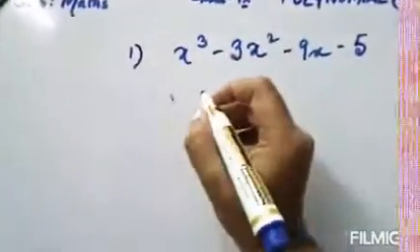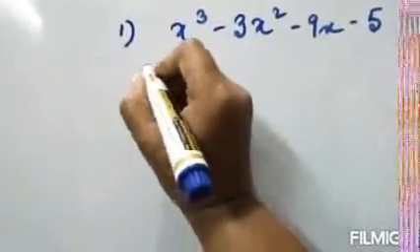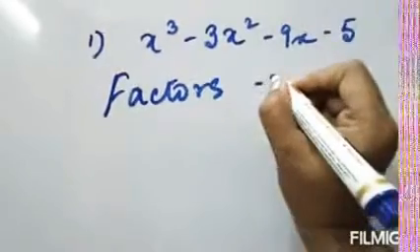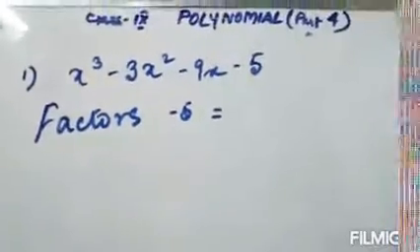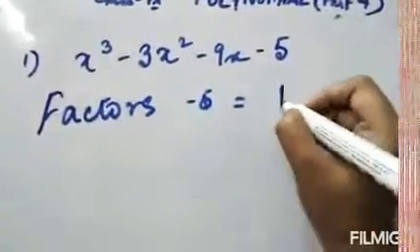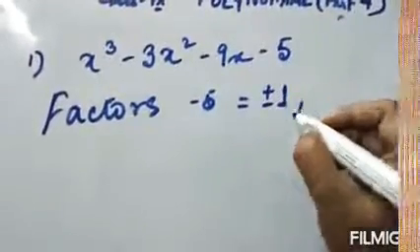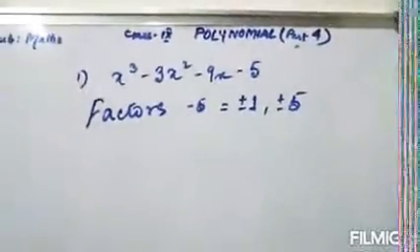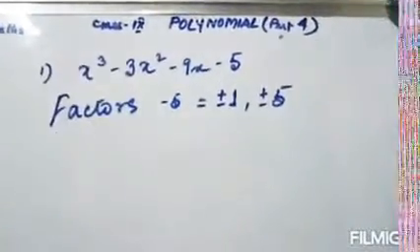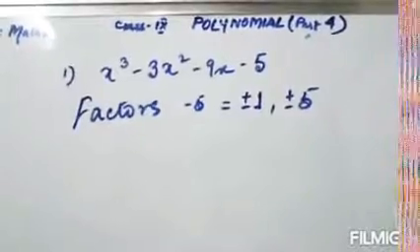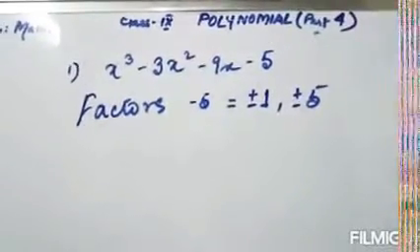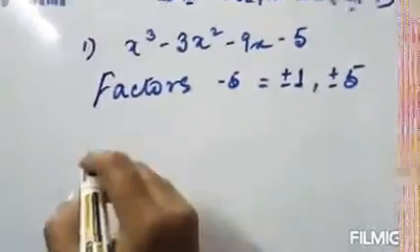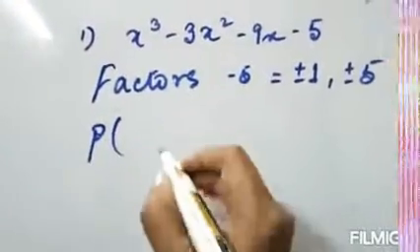Now we will find the factors of the constant term. Factors of minus 5 is what? Plus minus 1 and plus minus 5, correct? So what we will do, we will substitute these values into the polynomial and we will try and see whether the value of the polynomial is coming as 0 or not. So Px, let's start with 1.